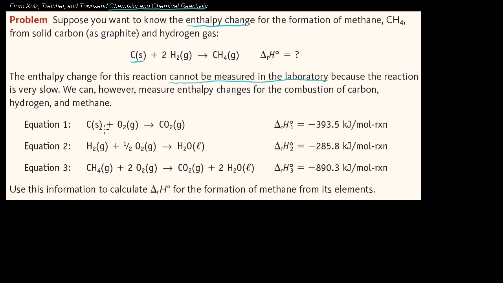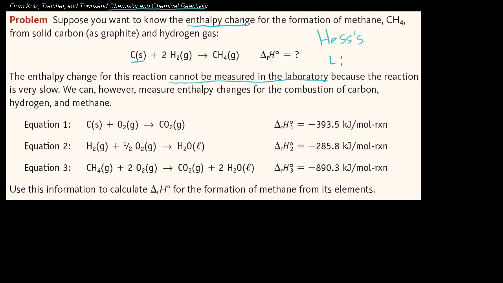So they're giving us the enthalpy changes for these combustion reactions. It's combustion of carbon, combustion of hydrogen, combustion of methane. And they say use this information to calculate the change in enthalpy for the formation of methane from its elements. So anytime you see this kind of situation where they're giving you the enthalpies for a bunch of reactions, and they say, hey, we don't know the enthalpy for some other reaction, and that other reaction seems to be made up of similar things, your brain should immediately say, hey, maybe this is a Hess's law problem.